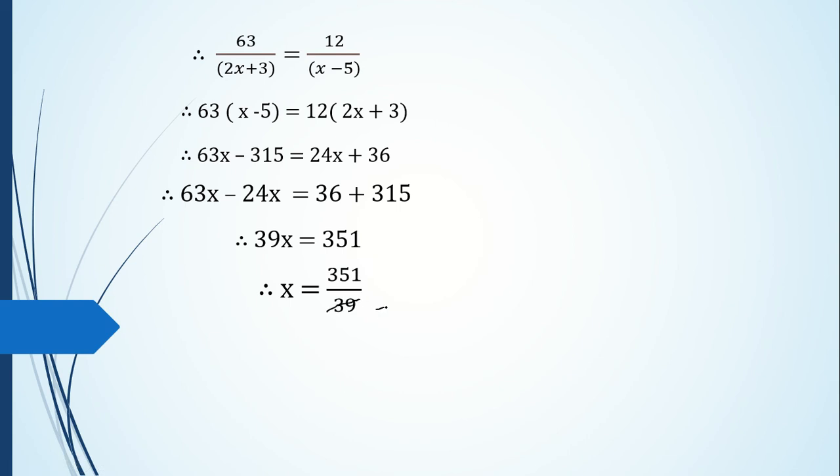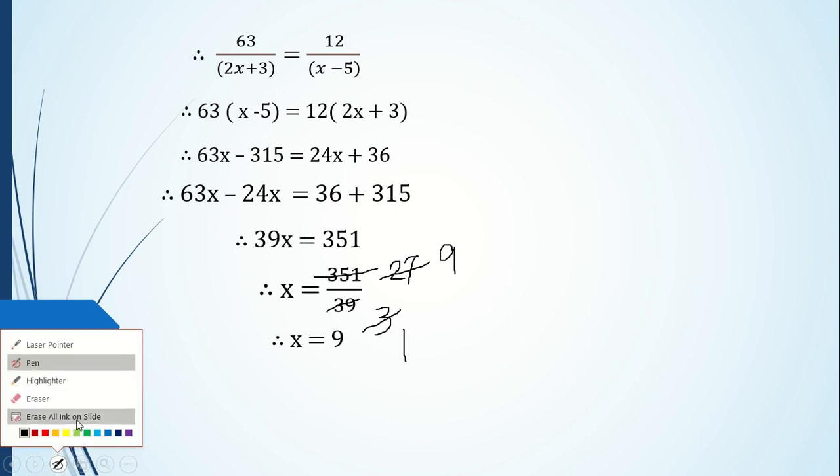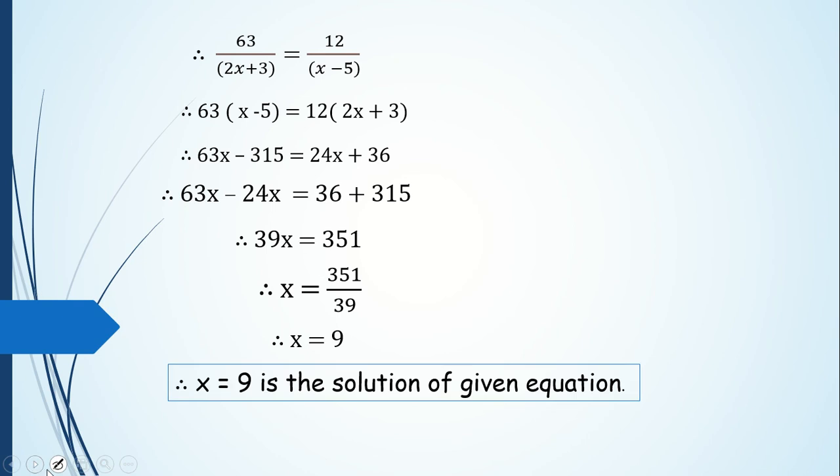Divide further. 13 3s are 39, 13 2s are 26, and 13 7s are 91. 3 1s are 3, 3 9s are 27. So we get x is equal to 9 as the answer. x is equal to 9 is the final answer. So x is equal to 9 is the solution of the given equation. So for this particular equation we got one solution, x is equal to 9. Let's proceed to the next sum.